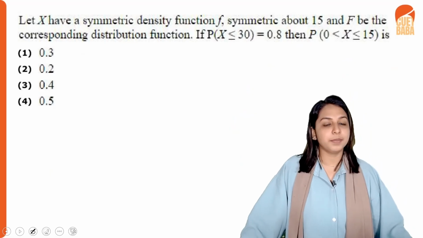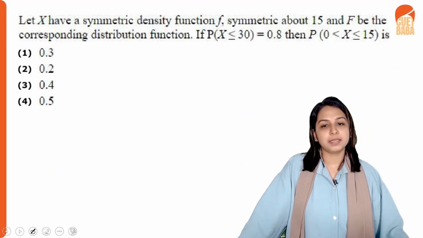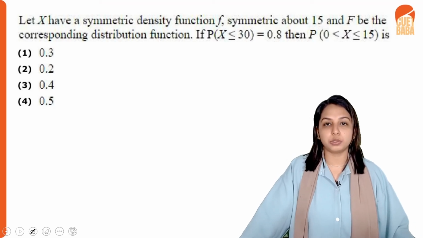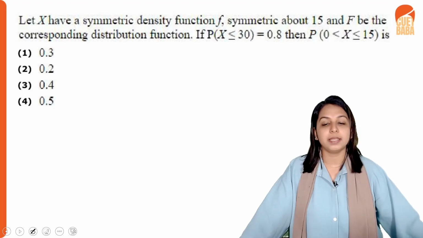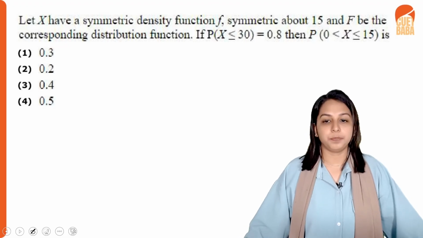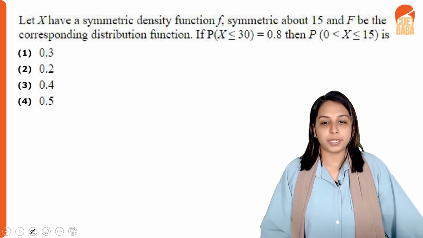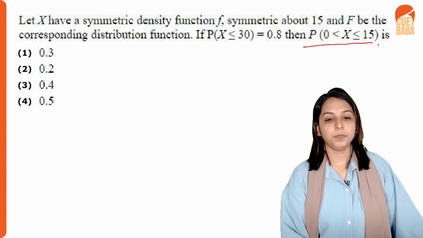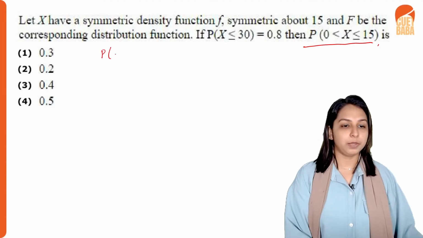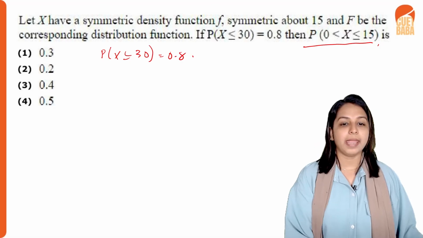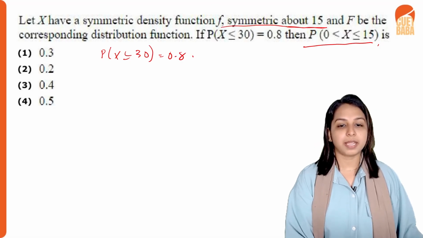Let x have a symmetric density function f, symmetric about 15, and F be the corresponding distribution function. If probability of x less than or equal to 30 is equal to 0.8, then we have to find out the probability of 0 less than x less than or equal to 15. Here it is already given that probability of x less than or equal to 30 is equal to 0.8 and the function is symmetric about 15.